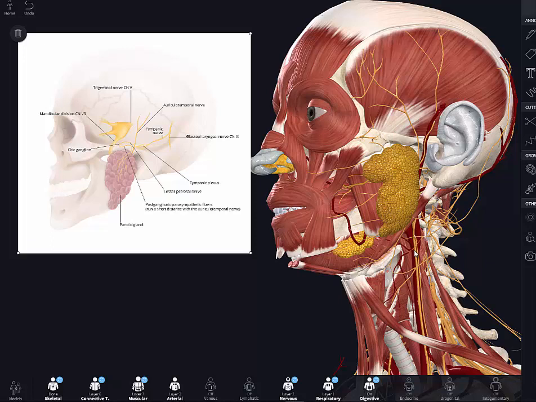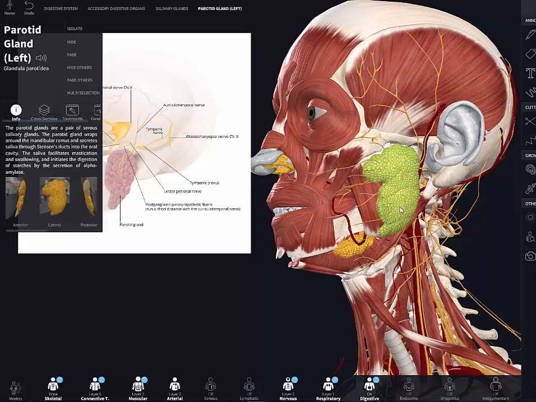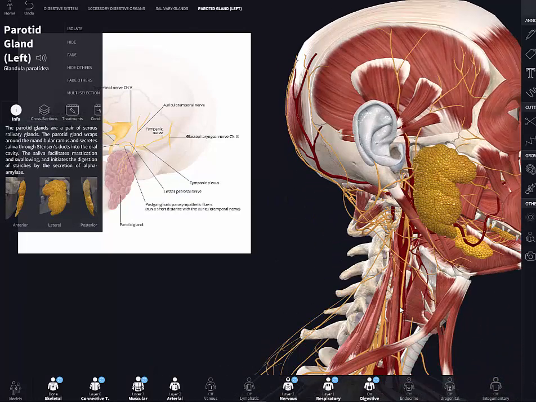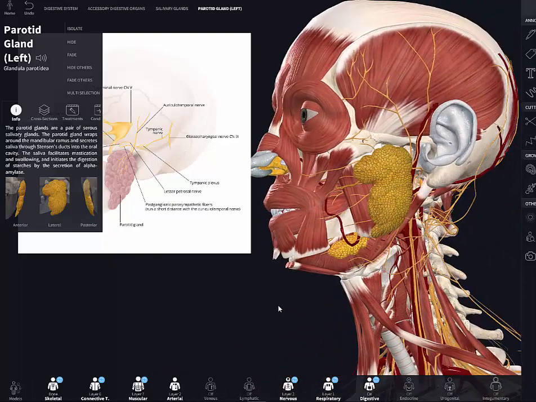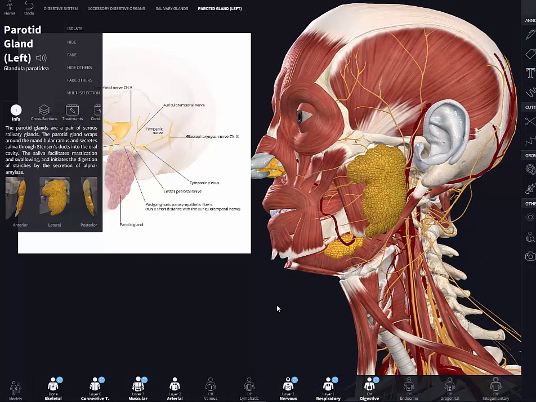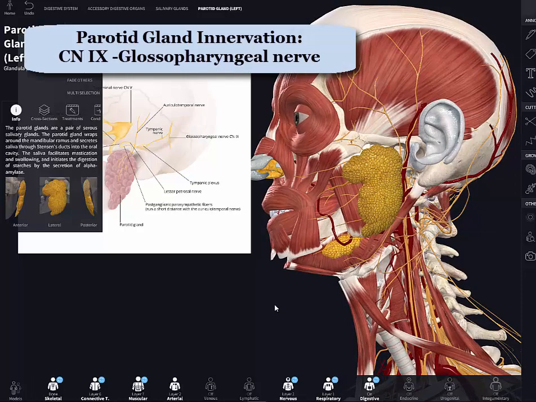Now let's have a look at the parotid gland and its innervation and see if we can compare and contrast it to the other salivary glands we have. Our parotid gland is right here, so we actually have two: one on the left side and one on the right side. The innervation of the parotid gland is different. It actually comes originally, the parasympathetics at least, from the glossopharyngeal nerve.